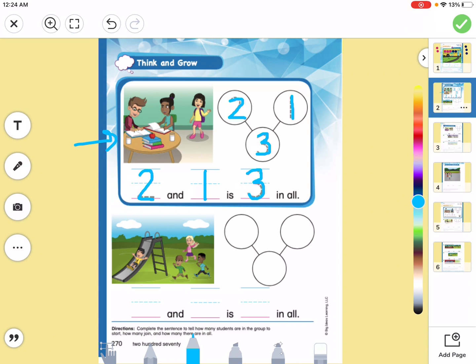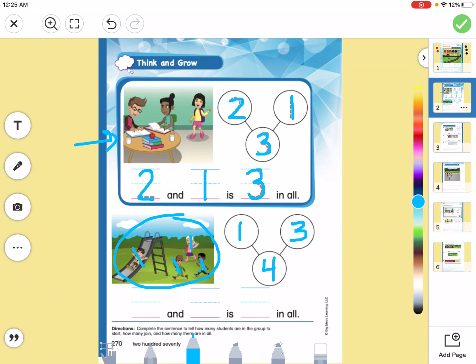We have 1 student who has slid down the slide. Okay, so we're going to do our part, and then whole. 1 student is going down the slide. How many students are running to the slide? 1, 2, 3. So we have 3 students that are running to the slide. What is our whole? How many do we have all together? 1, 2, 3, 4. So our whole is 4.